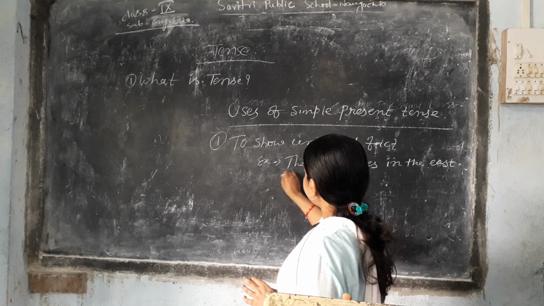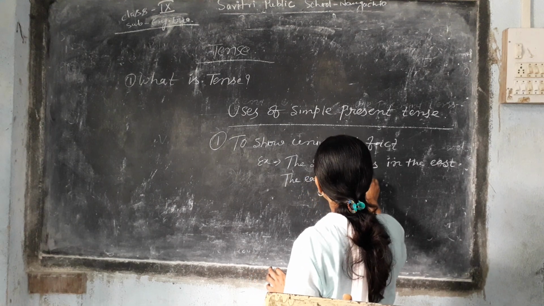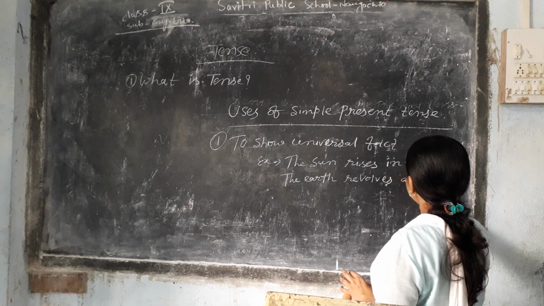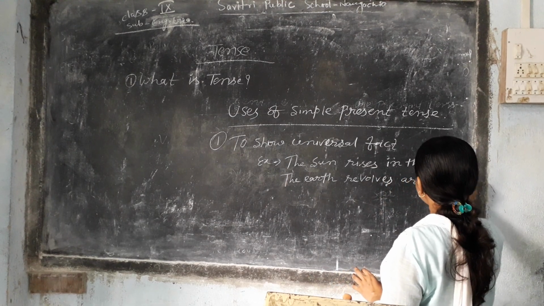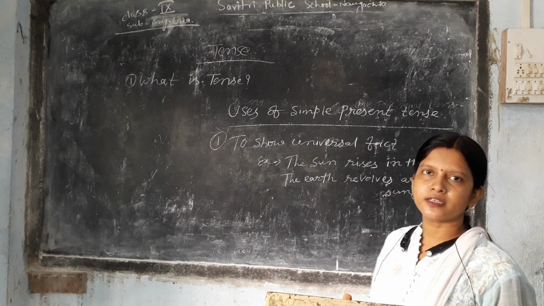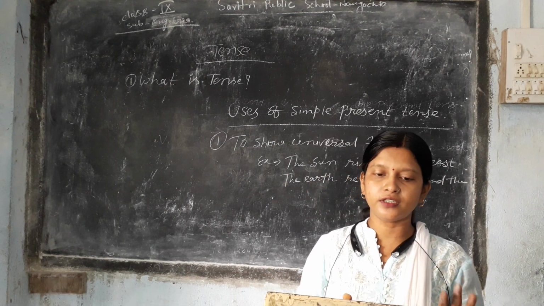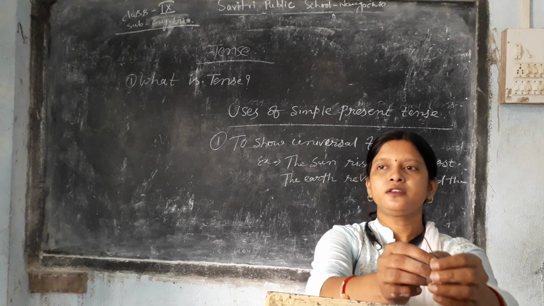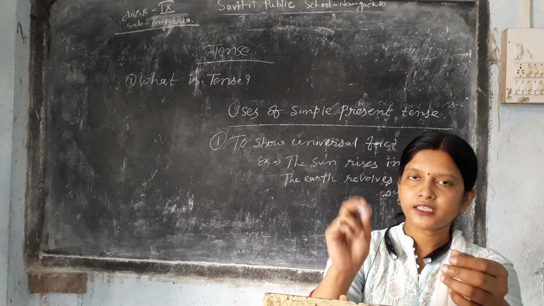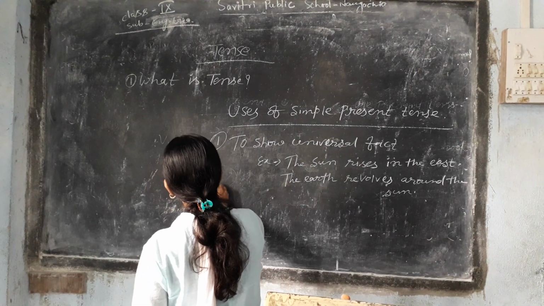Next, the earth revolves around the sun. These two sentences are universal facts, and a universal fact can never be changed. So if we want to show universal fact, then we have to use simple present tense. Next use, to show scientific fact.